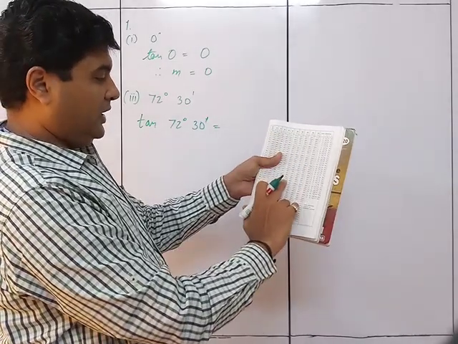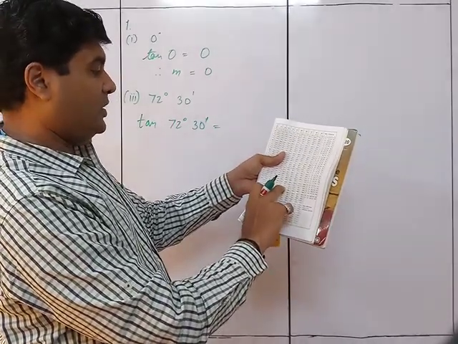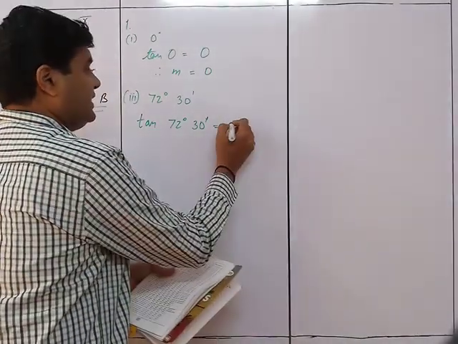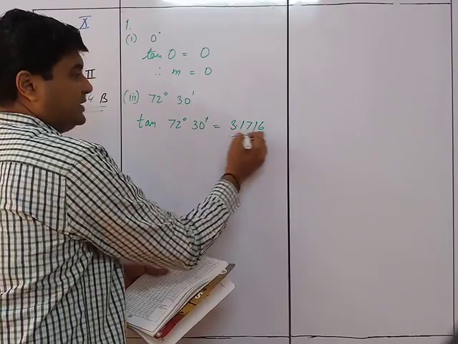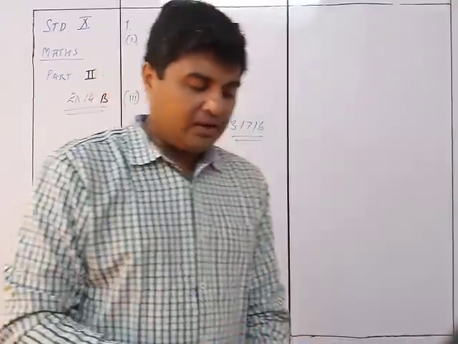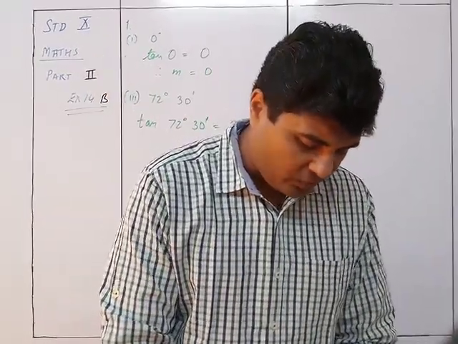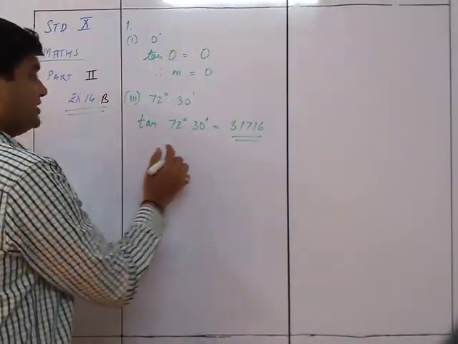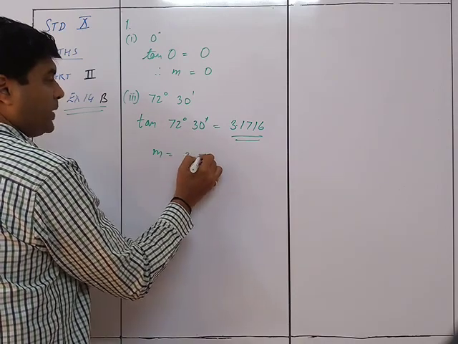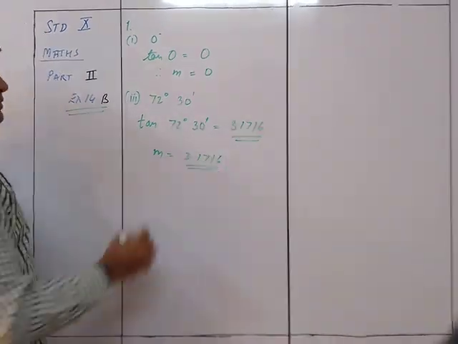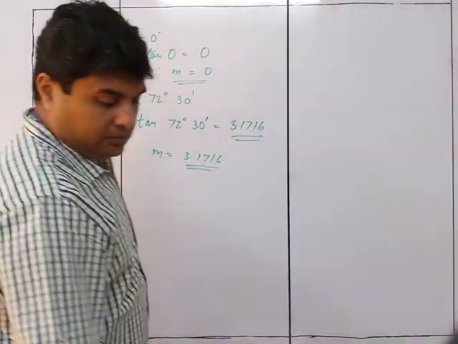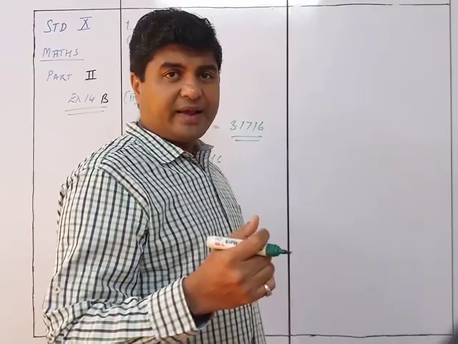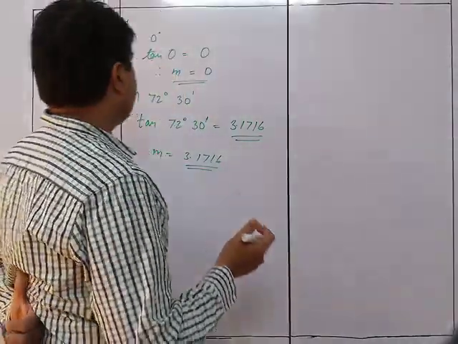Under 30 and 72 over here, you get the value 3.1716. That's the value of tan theta. So tan 72 degrees 30 minutes is 3.1716. So that's the value of m. m is equal to 3.1716. You can also find this in the log table book. The log table book also has the natural tangents in it, so you can use that one.